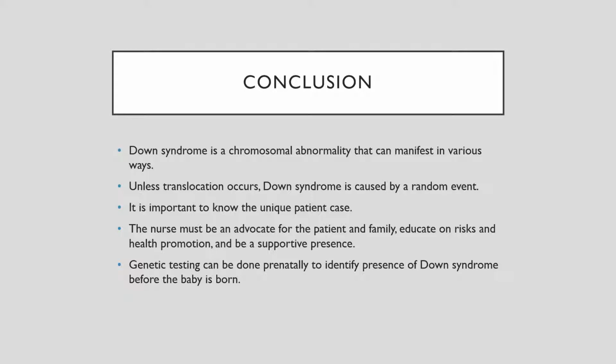Just to wrap up, Down syndrome is a chromosomal abnormality that can present itself in a lot of different ways. As a nurse, it's really important that we are able to identify signs and symptoms and understand the implications that they have on our patients. Down syndrome can't be passed from a parent to a child unless translocation occurs, and this is about 3 to 4% of cases. So it's really rare that that happens. In the other 95-ish% of cases, Down syndrome is caused by a random event. So it's important that we know the unique patient case and know the different manifestations that are affecting our patient in order to provide proper patient care.